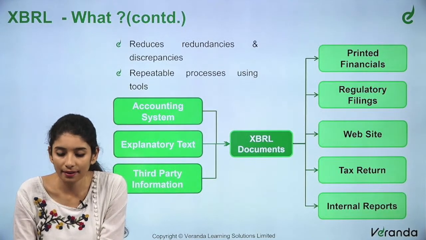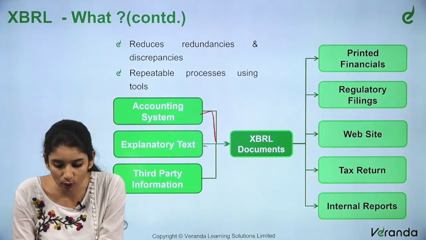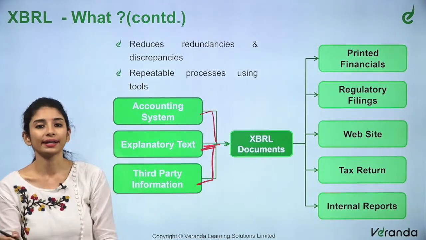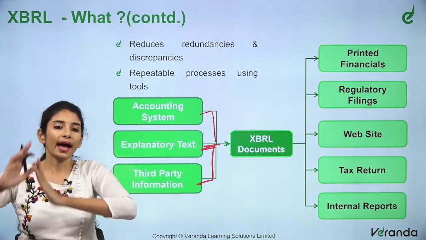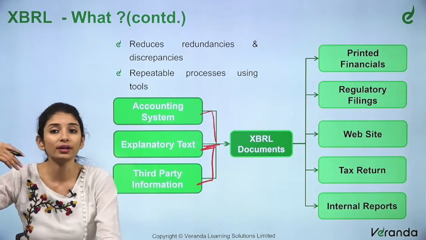Now see, through my accounting system I can generate reports. Through some notes and disclosures, I can have reports. Through some third-party confirmations, I can have reports. So I put all of these reports into my XBRL software, and it does some formatting and gives me various reports for different purposes.